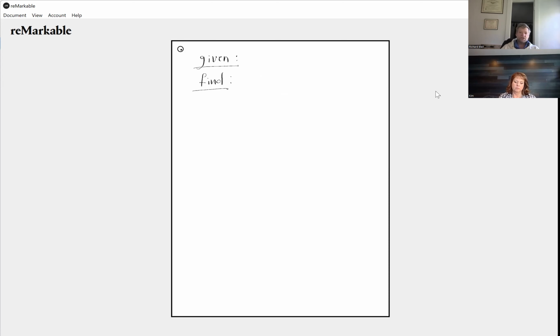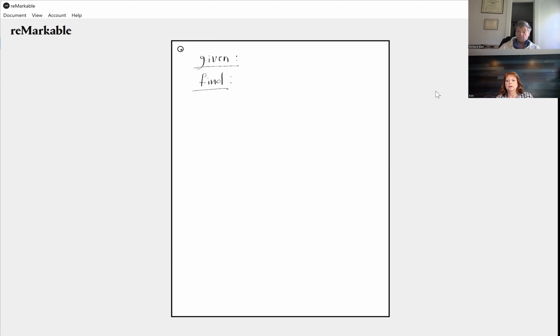We tend to gloss over them. We tend to ignore them. And I got them in the habit of looking at every word in the description, every word, and make sure that they understand what every word means. So I'm going to say this out loud, and then we're going to write down the given.